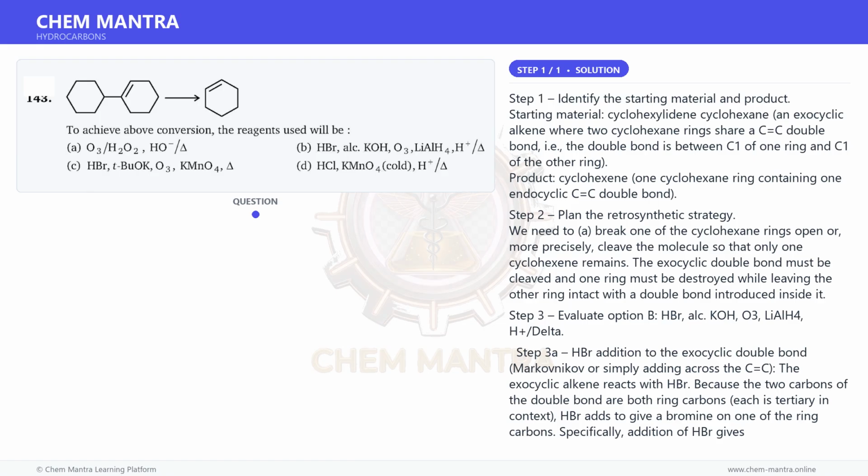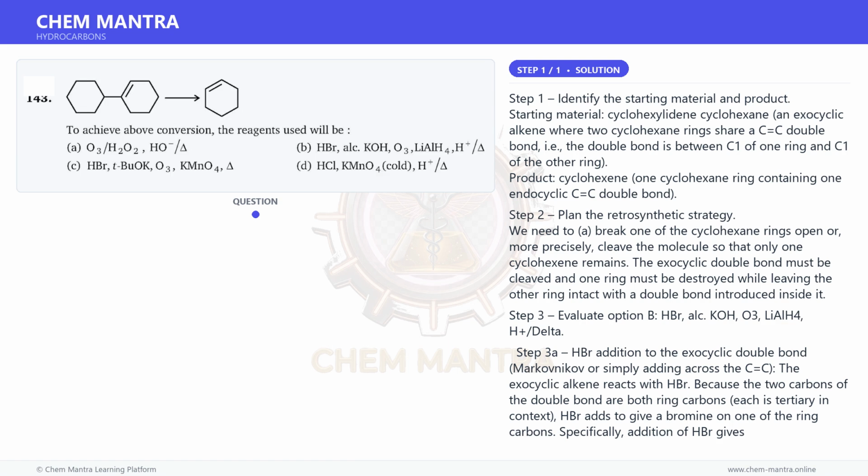Step 2. Plan the retrosynthetic strategy. We need to break one of the cyclohexane rings open or, more precisely, cleave the molecule so that only one cyclohexene remains. The exocyclic double bond must be cleaved, and one ring must be destroyed while leaving the other ring intact with a double bond introduced inside it.